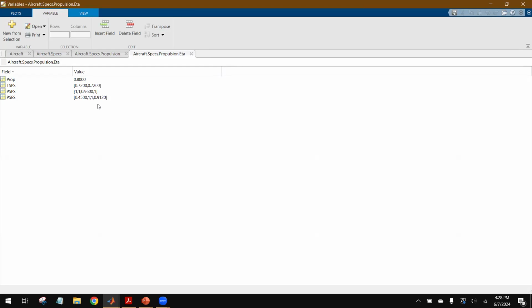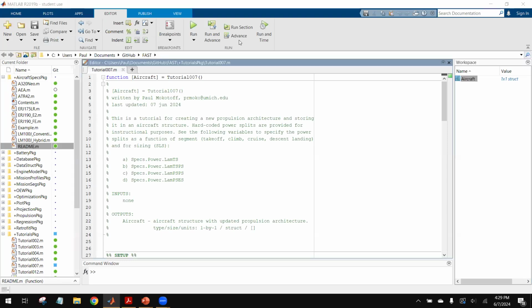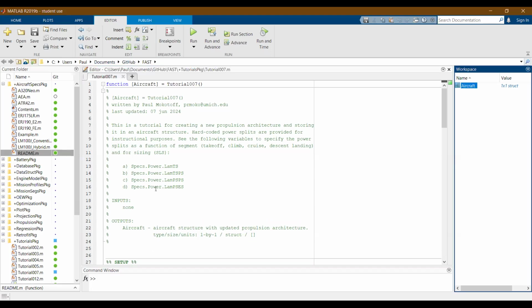So as you can see, there's a bit of effort required to create one of these architectures, but the nice thing is that the user is in complete control over it, and you can come up with some really cool novel propulsion architectures. So this was a quick little insight into what you can do with these efficiency matrices, and all the propulsion architecture matrices, and we hope that this was a helpful tutorial for you.